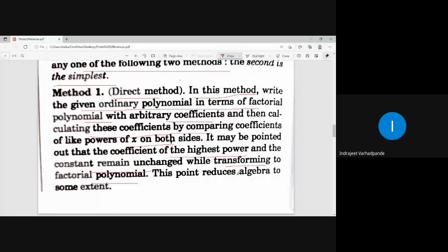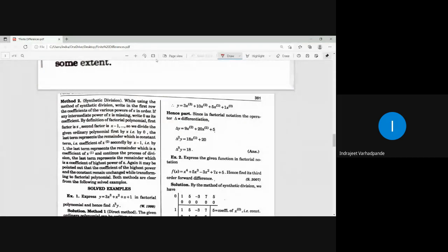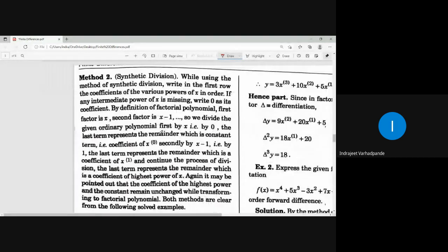In transforming, always remember that the constant term and the coefficient of the highest power will always remain unchanged. Suppose the degree of the polynomial is 3. The factorial polynomial will also have degree 3. The coefficient of that term will always be the same. Suppose in the polynomial the constant term is 1. In the factorial polynomial also the constant term will be 1. So that is what they are trying to suggest in method number 1. But we are more interested in method number 2. What does method number 2 say?